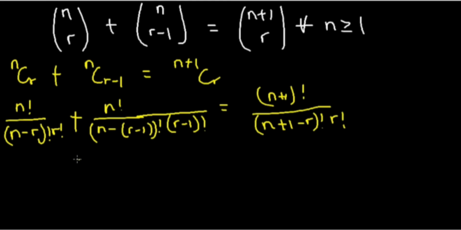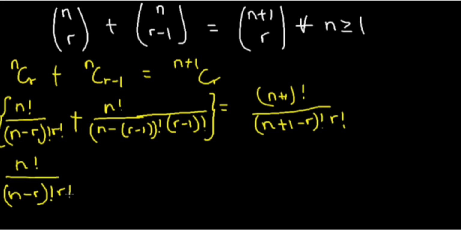So let's focus on the left hand side. We'll come back to see if it is equal to the right hand side. Now, how do we do that? First of all, let's factorize it. We have N minus R factorial plus N factorial over N minus R plus 1 factorial.